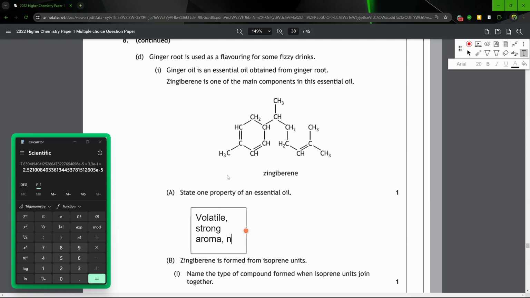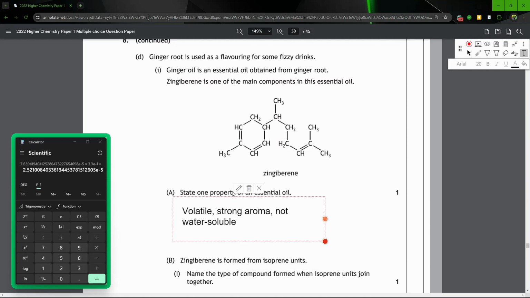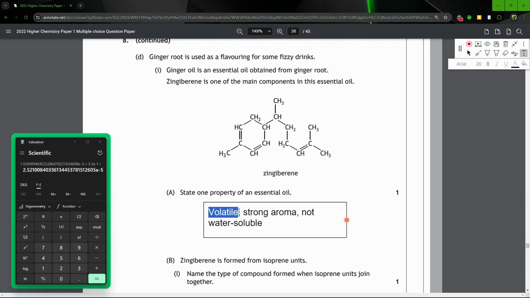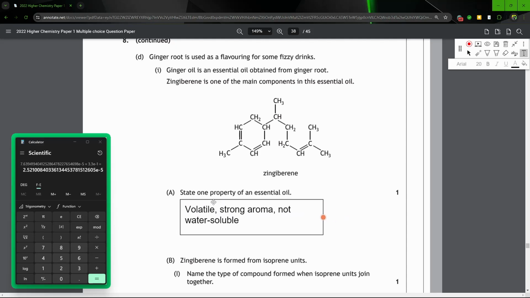But you could also say they're not water soluble. So yeah, those are the base properties, three properties. So you can choose any one of them. So I'm going to pick here, I'm just going to say volatile. You can choose either one of these, because volatile is just one word.